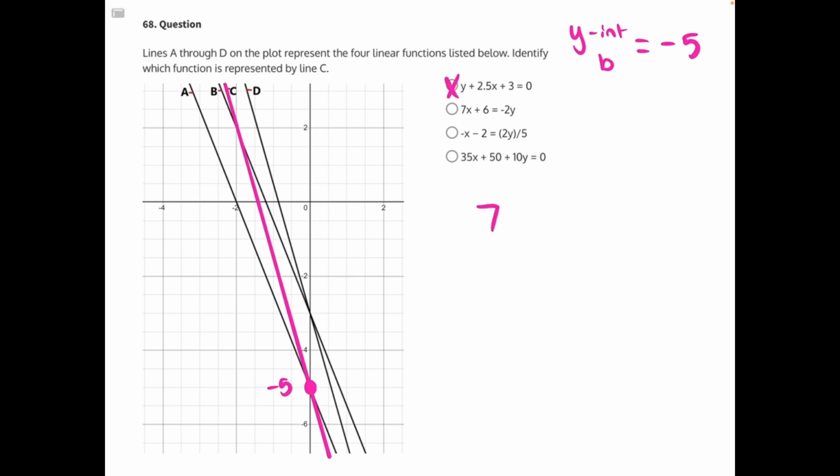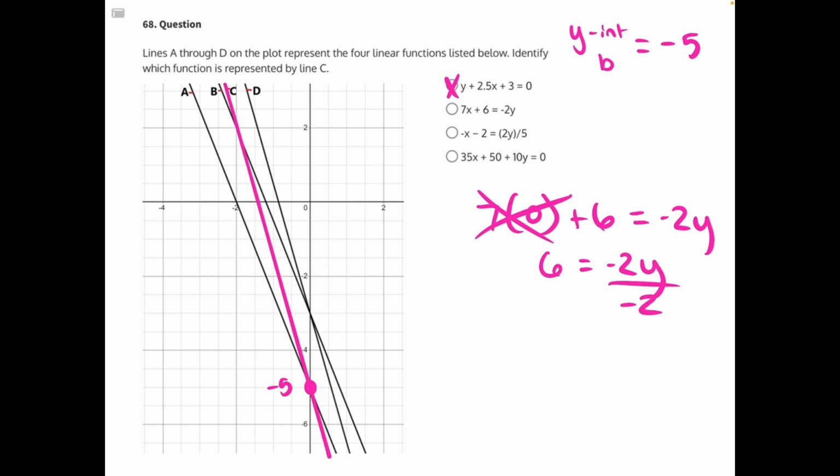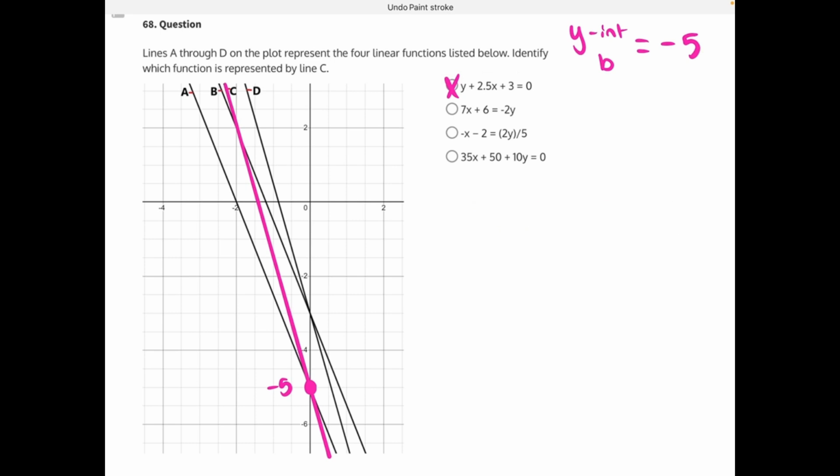Let's do the next one. 7, instead of x, it would be times 0 plus 6 equals -2y. Anything times 0 is 0, that'll just cancel out. So we're left with 6 equals -2y. -2 is being multiplied to y, so we need to divide both sides by -2. And again, I can already see 6 divided by -2 is not going to give me -5, so I'm going to abandon this equation as well and go back and try the next one.